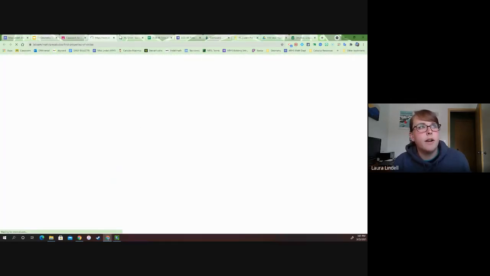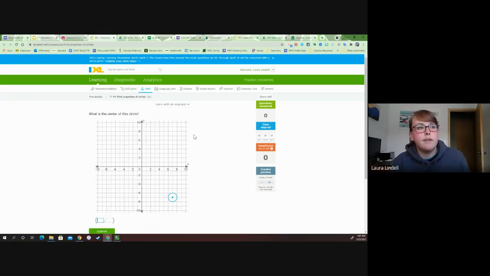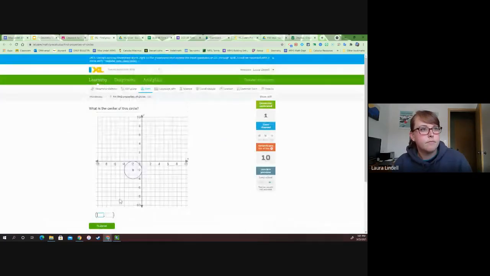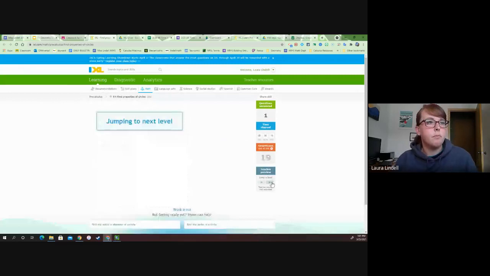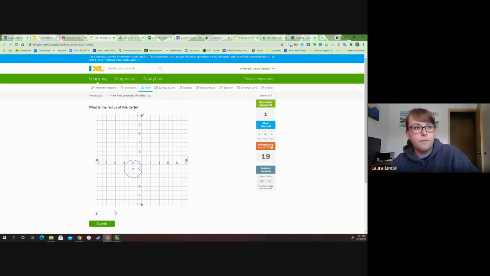So the first one, finding properties of circles. You'll be given either a graph or an equation. Like in this case, they just show you a graph, and we want to write down the coordinates of the center of the circle. So in this case, 7, -7. Let's jump a level here. Or what's the radius of the circle? You count out from the center. Okay, the radius is 2.